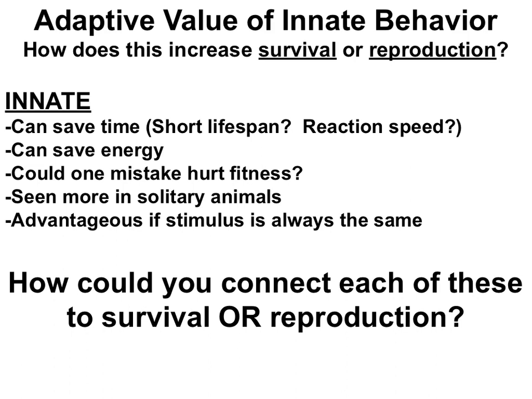Innate behaviors are advantageous in two other circumstances: when an organism is solitary and can't learn by watching other organisms, and if the stimulus is always the same and the response is appropriate, why change that? I want you to think about how you can deliberately connect each of these advantages to survival or reproduction, and talk about how innate behaviors are evolutionarily advantageous.